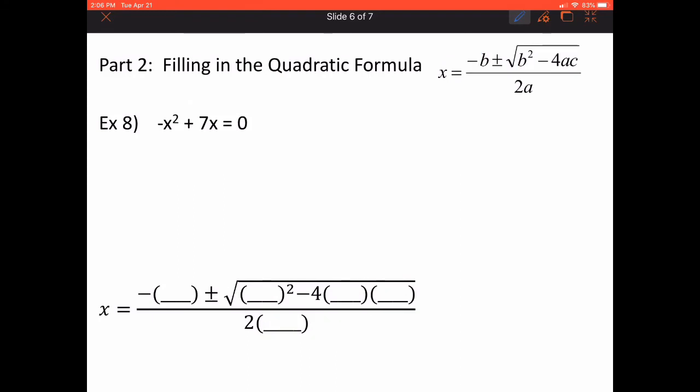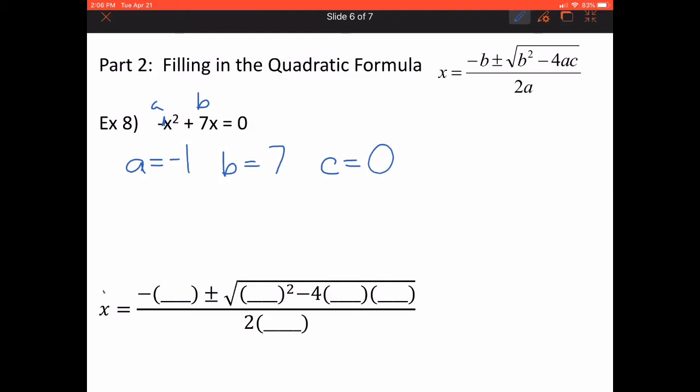Okay, in this next one, let's find what a equals. A is in front of x squared, and there's no number there, so a equals negative 1. B is what's in front of x, so that's 7. And c is the constant, and there isn't one, so it's 0. All right, so let's fill out our quadratic formula.